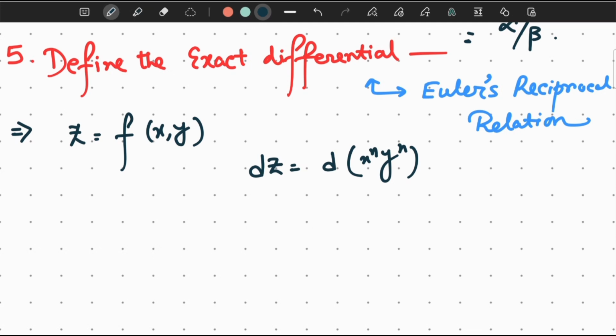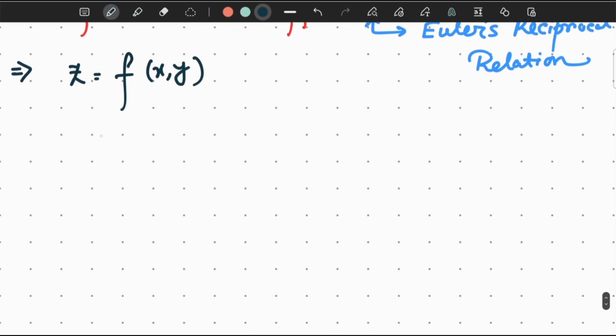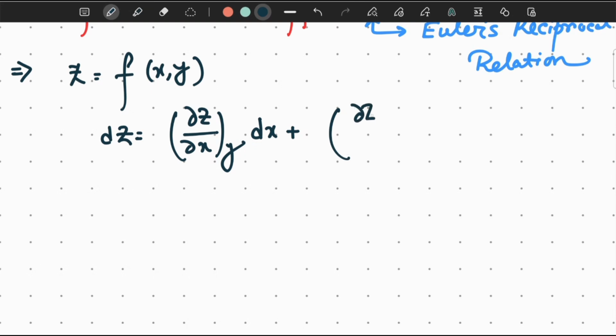So you can take an example, like d(xy squared) or d(x squared y), or it can be d of x to the power -1, that means x by y. If you can write it like this, then you can say this is an exact differential. But if you have to find out whether it is an exact differential or not, it is better to check this Euler's reciprocal relation, then you can check it easily. So how to do that? If z is that, then you can write dz as the partial derivative ∂z/∂x at constant y dx plus ∂z/∂y at constant x dy. In this manner you can write it.